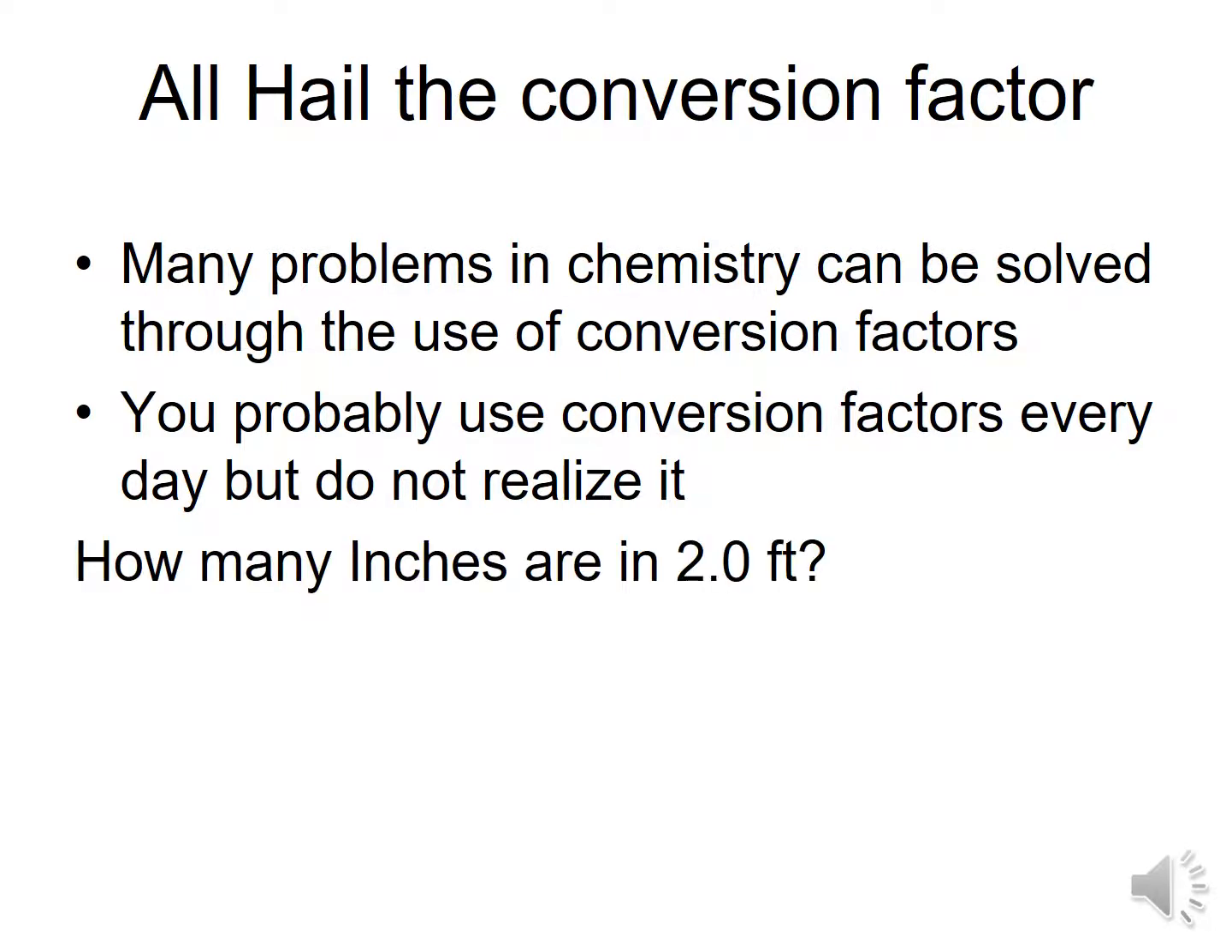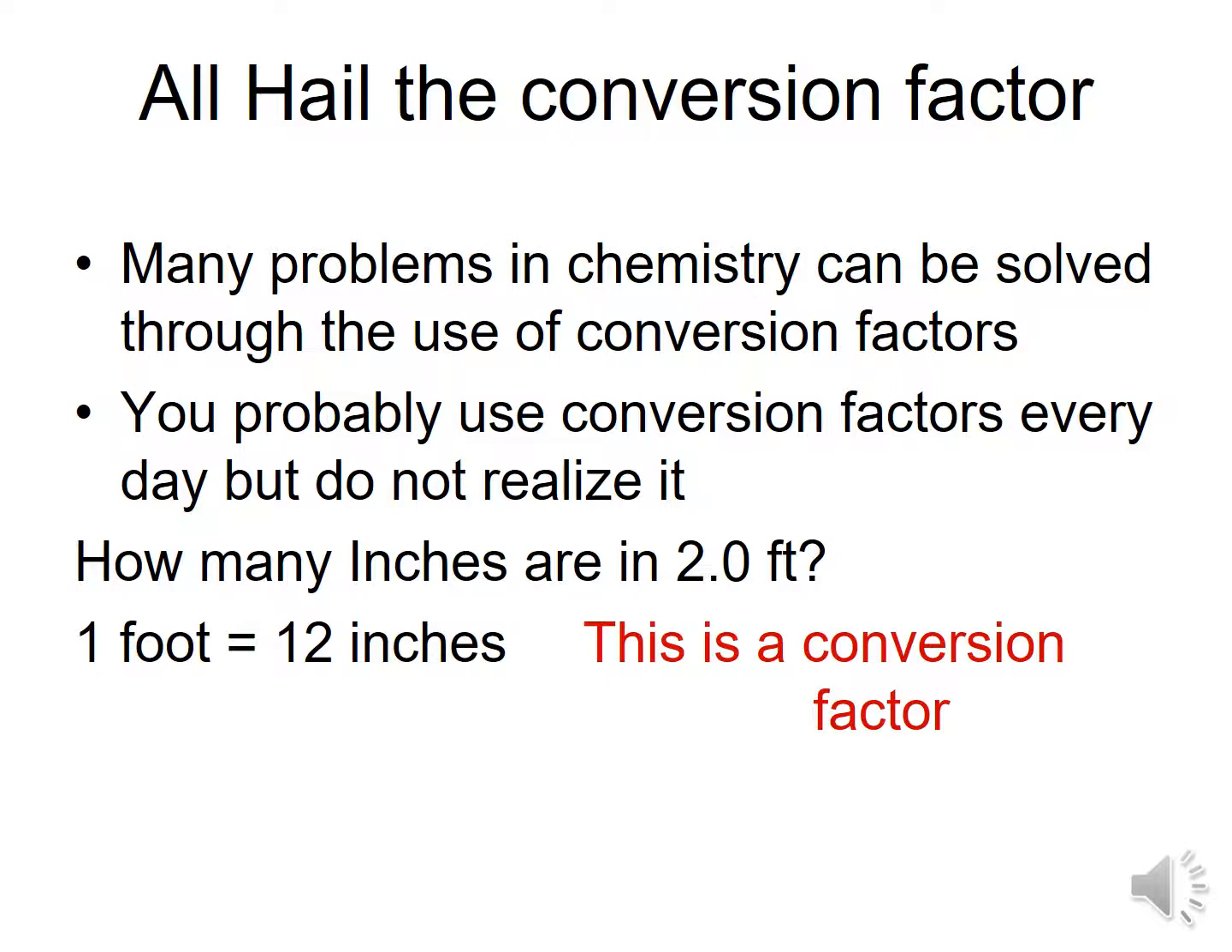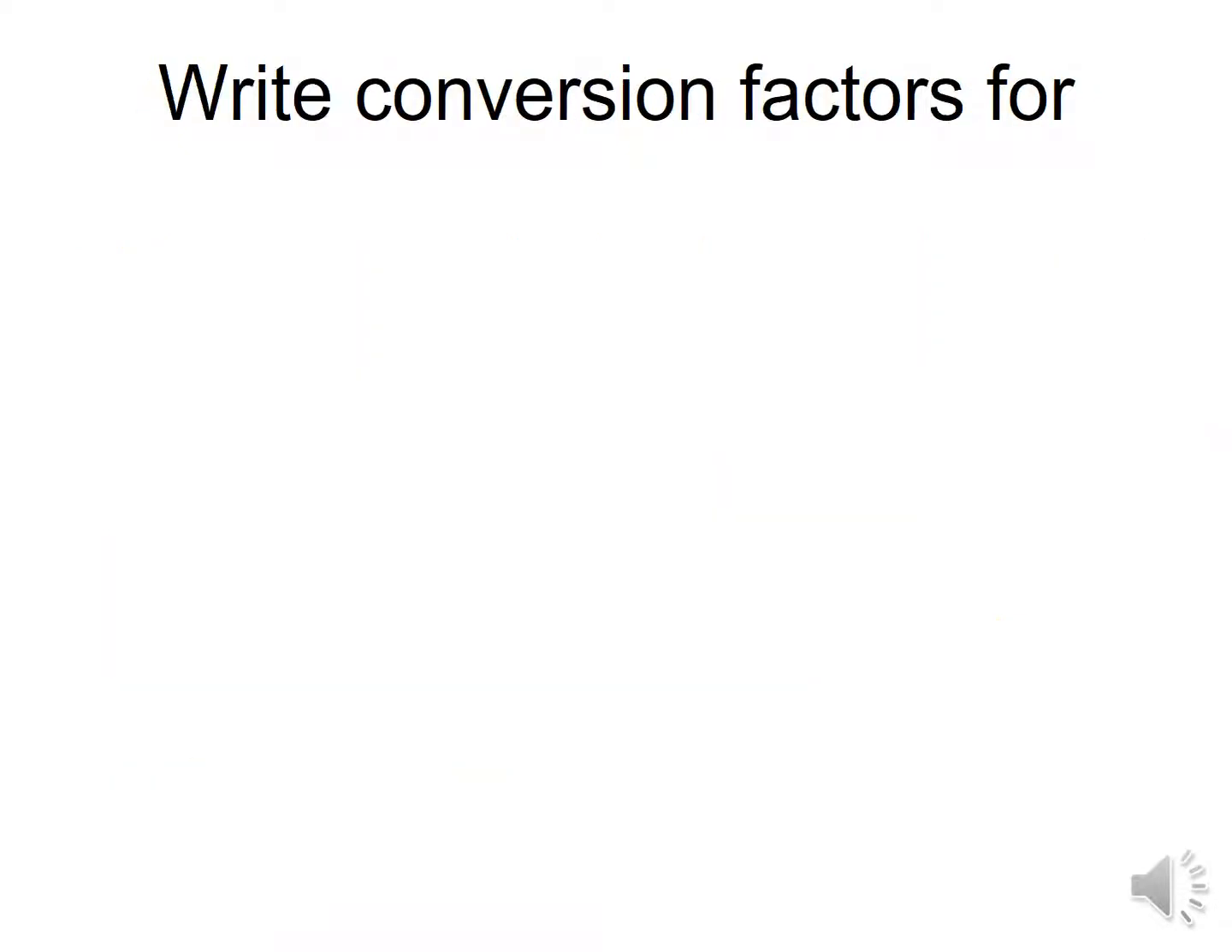For example, how many inches are in 2 feet? Well, a foot is 12 inches. 12 inches would be a conversion factor. 2 feet times 12 inches over 1 foot, right? 12 inches over 1 foot would be the proper conversion factor. 2 feet times 12 inches over 1 foot equals 24 inches. The feet cancel, and you have your answer, 24 inches.